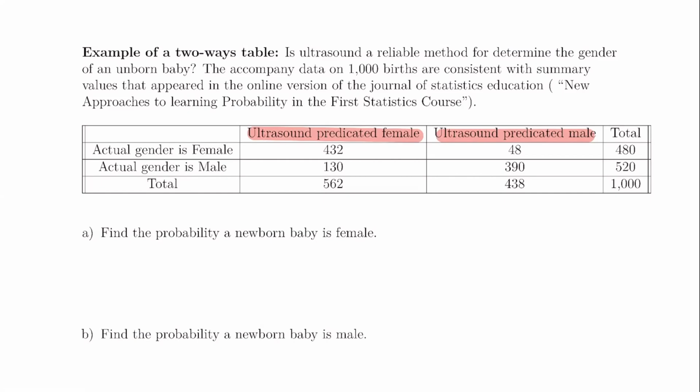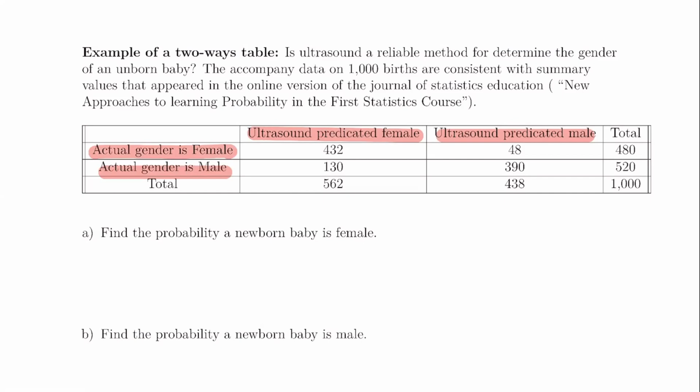What this is telling us is, once the person had their baby, they recorded the gender of the baby. So they said the baby was female, or that the actual baby was male. All right. Everybody good on what the table is telling us? Super. All right, so let's do part A.